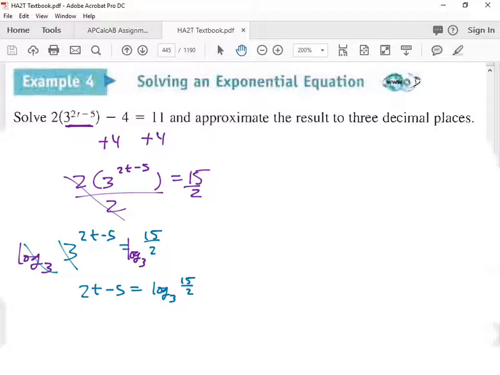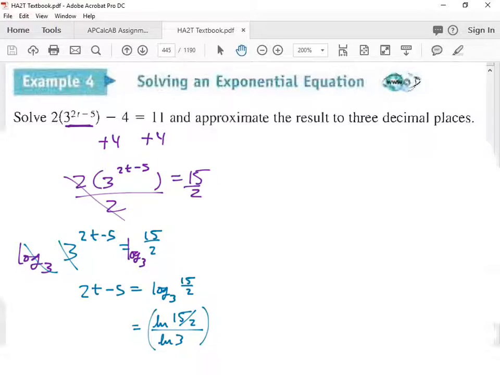Okay, so we're gonna have to change that into a change of base ratio eventually, right? If we want to plug this into a calculator to do 3 decimal places, right? You want to do it now or later? We could do it now. If we did it now, we would write natural log of 15 over 2 divided by natural log of 3.